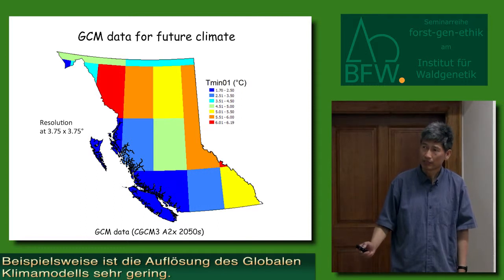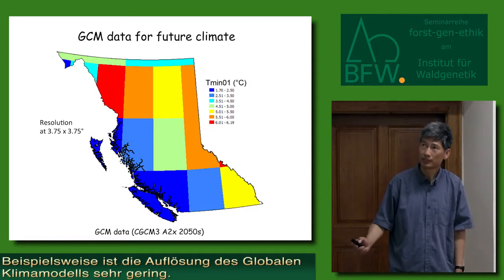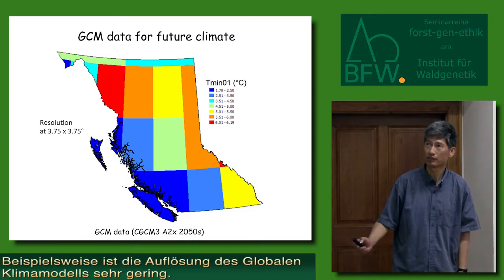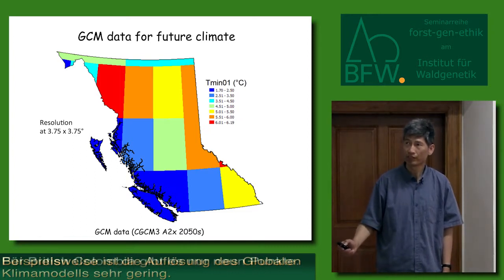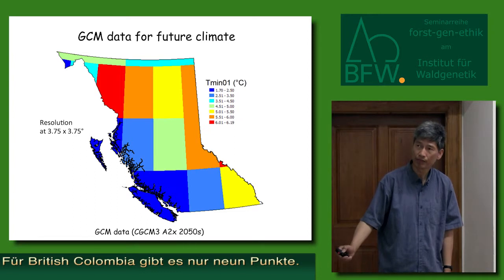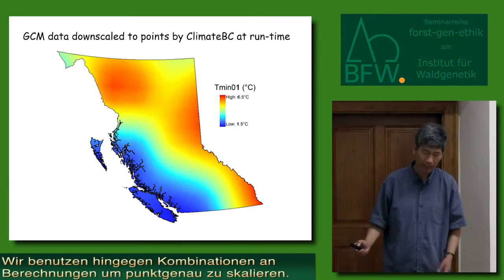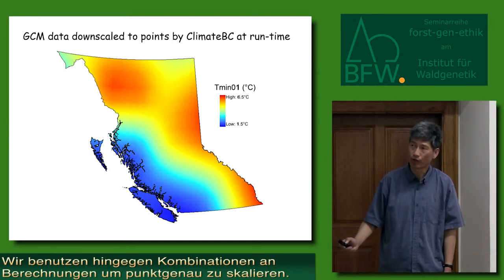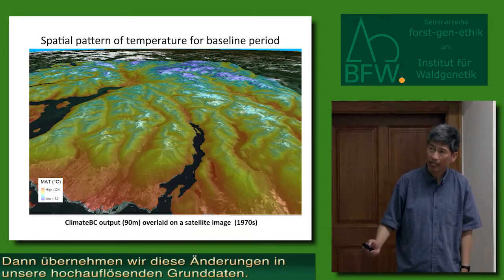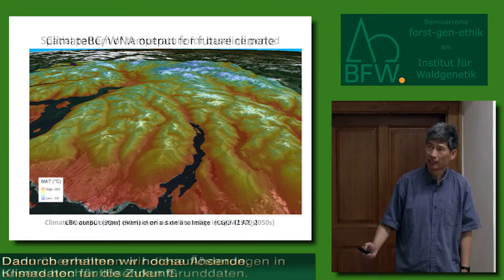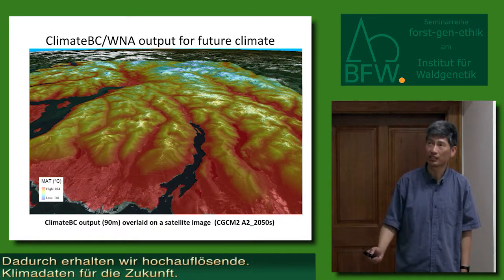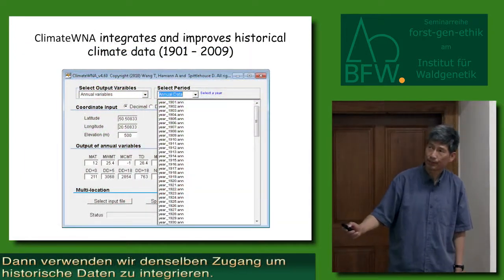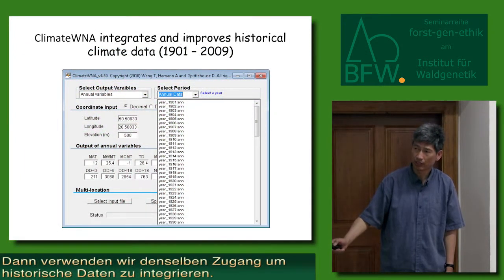For example, the resolution of the global circulation model is poor. For BC, this is a typical resolution, with only 9 points. We use a combination of annual spline and bilinear interpolation to downscale to the point. Then we add this change to our high-resolution baseline data, and we can get high-resolution future climate data. We use the same approach to integrate the historical data.